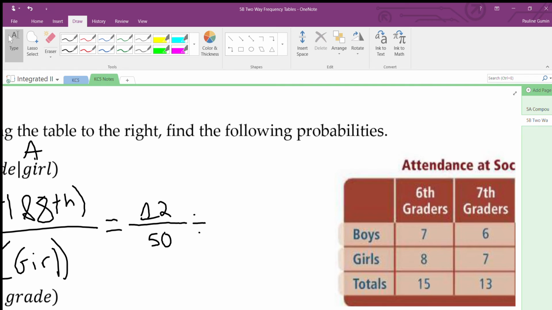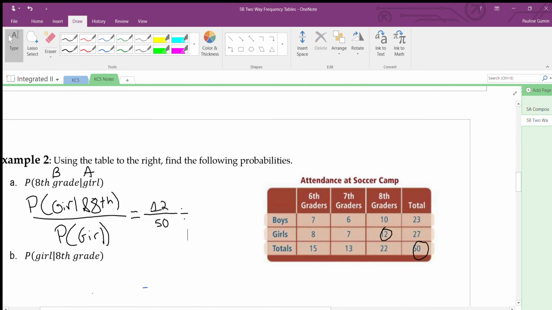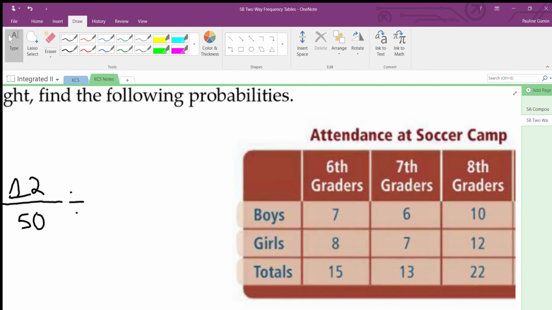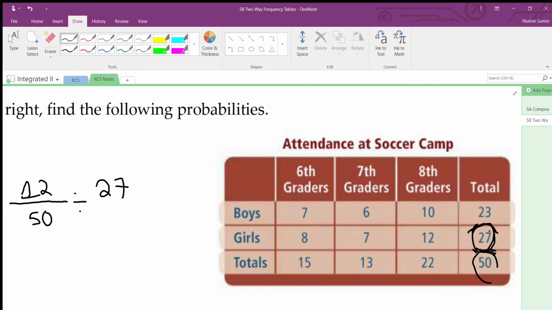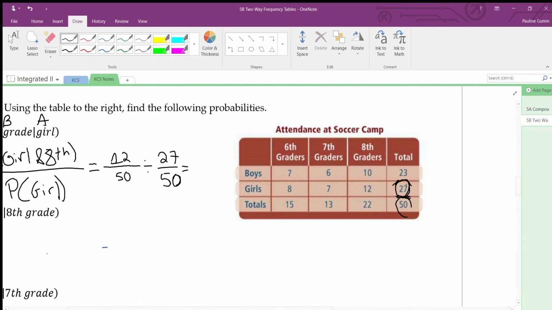Instead of doing a fraction within a fraction, I personally prefer to write it as a division symbol. Now, the second fraction we need to find is the probability of a girl being chosen in general. Well, the total amount of girls is 27, and there's a total of 50 soccer players. So, 27 out of 50. When we divide fractions, I'd like to remind you that it ends up being multiplication by the reciprocal.